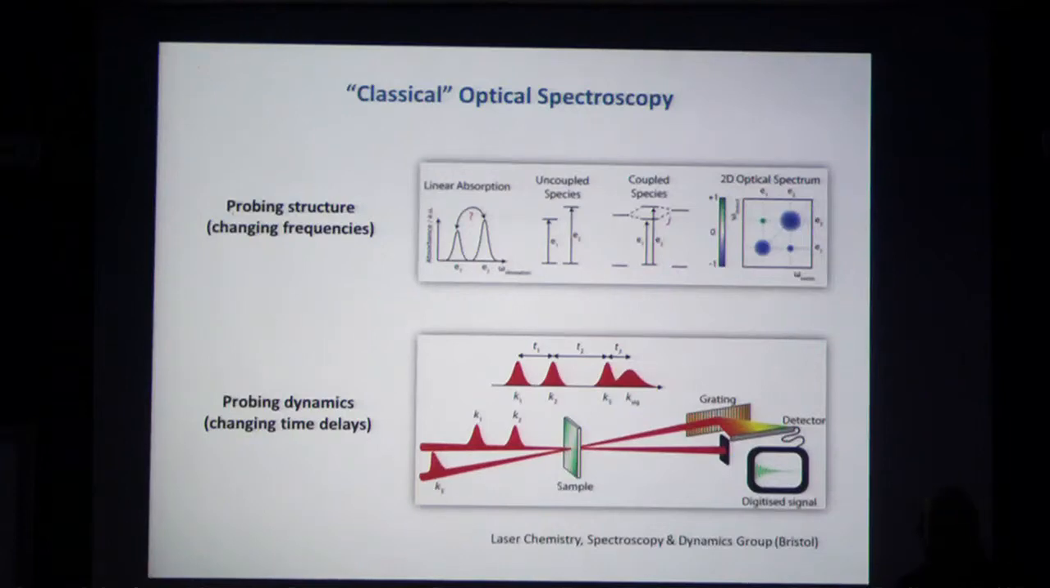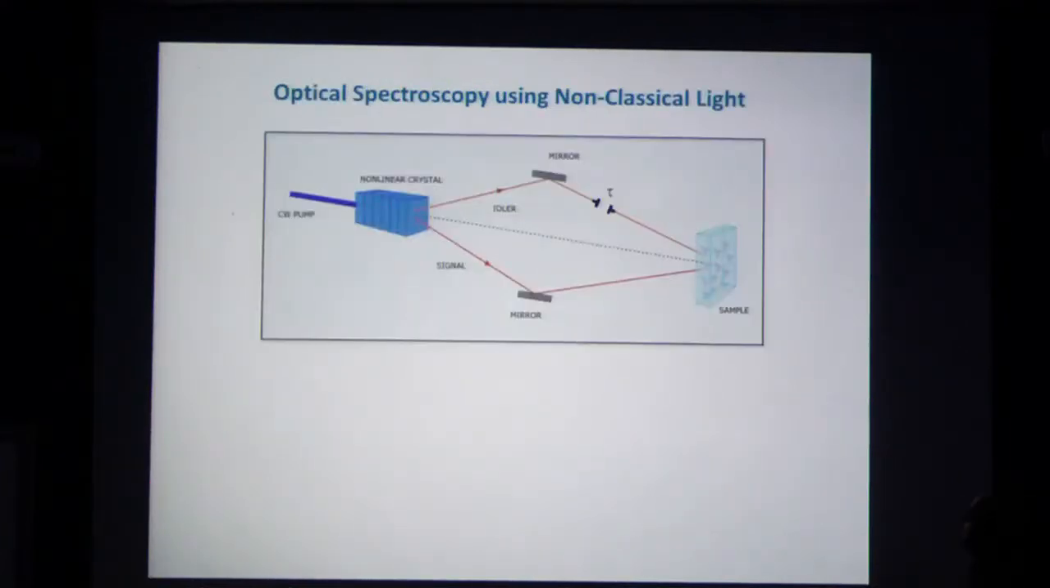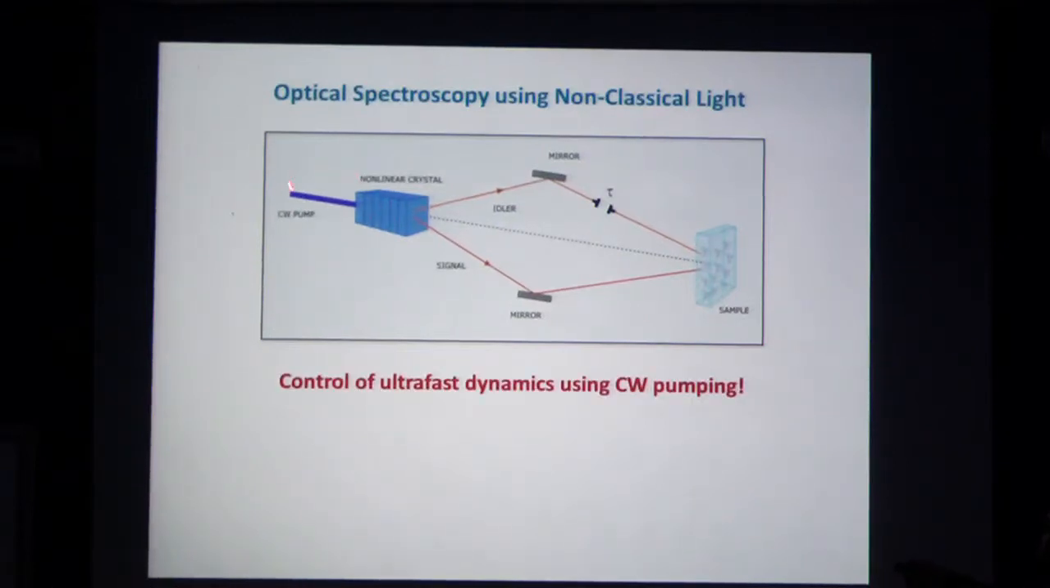So how does the idea of non-classical light work? Well, let's look at the typical scheme. Here we use a continuous wave pump. This is something where we don't need femtoseconds anymore. It is because of this nonlinear crystal, through a process called spontaneous parametric down conversion, one of the pump photons is down converted into a pair of photons here. Interestingly, these photons behave as short pulses. They can be as short as hundreds of femtoseconds, so we have really, really fast pulses here. So what we are saying is that we can use continuous wave pumping for probing ultrafast dynamics, because those photons behave as short pulses.